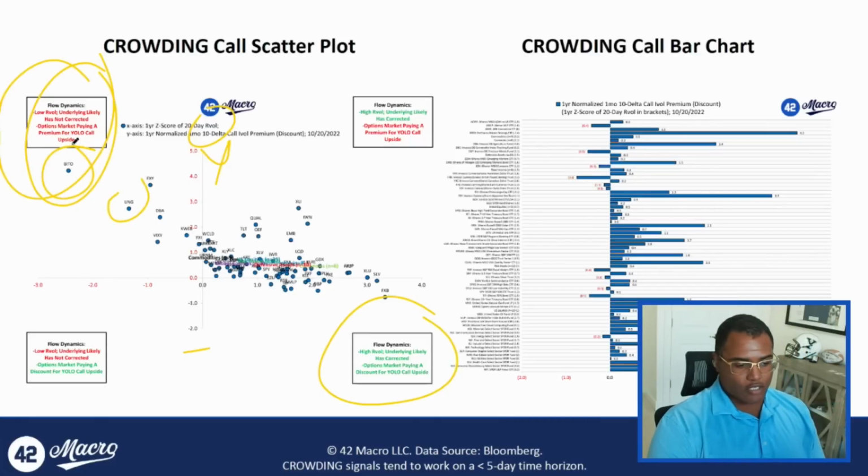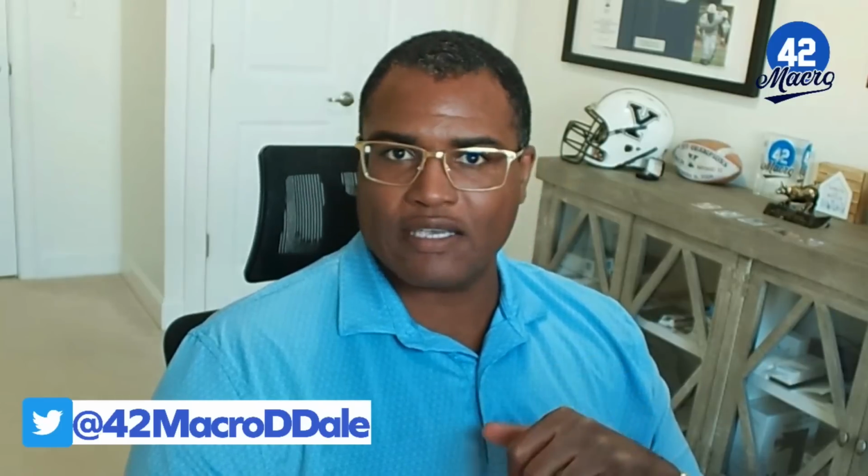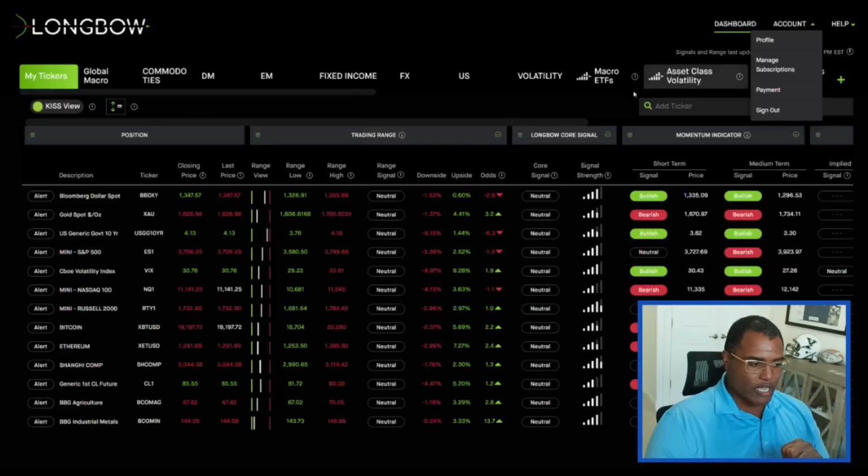So just taking it to my Longbow dashboard, we can identify some of the trading range associated with that here. Just looking at my Longbow dashboard, we got Bitcoin. It's still bearish. It's in the middle of its trading range. You'd like to see it in the upper third, upper fourth of that trading range to take advantage of that crowding signal that we just highlighted on the short side there.